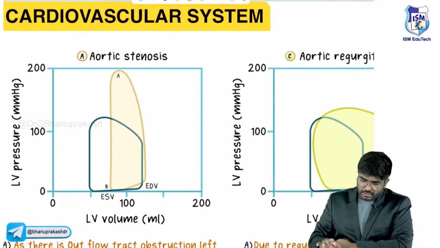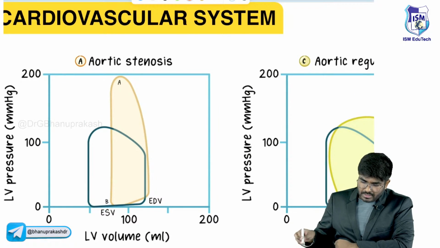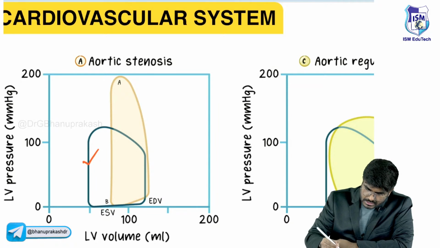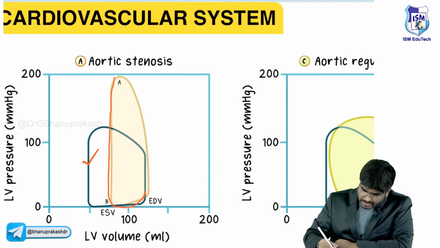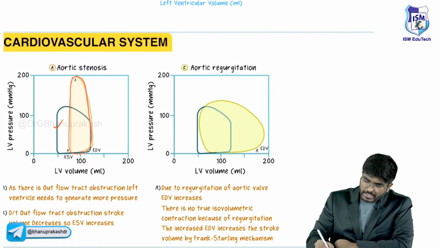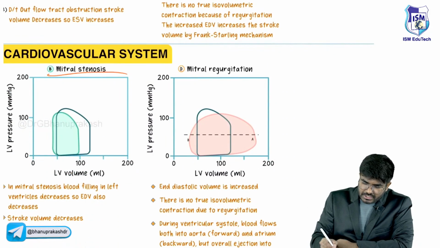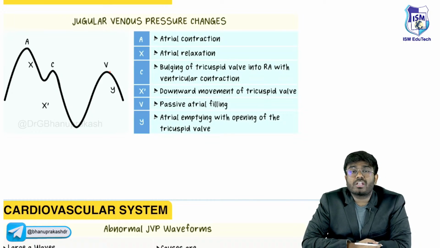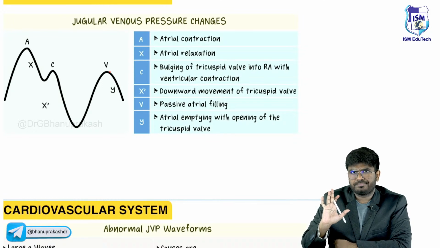Now in aortic stenosis, see, consider this as normal. In a patient with aortic stenosis, see how the left ventricular pressure volume loop is changing. It is becoming tall. In other disorders like aortic regurgitation, mitral stenosis, and mitral regurgitation, how it changes, you can study later in your pathology, in second year after you complete your first year. For understanding, I have explained one thing.